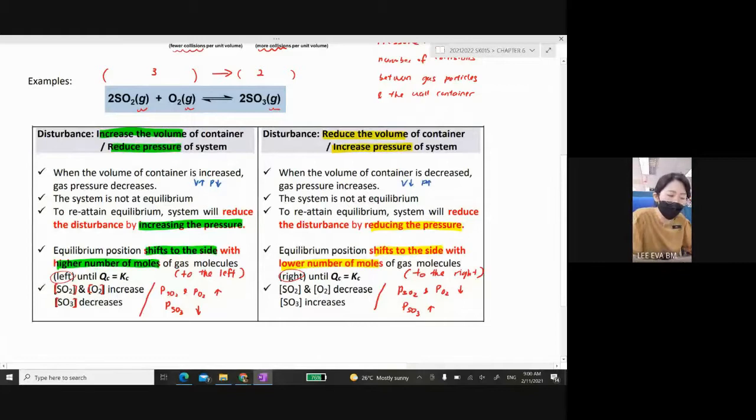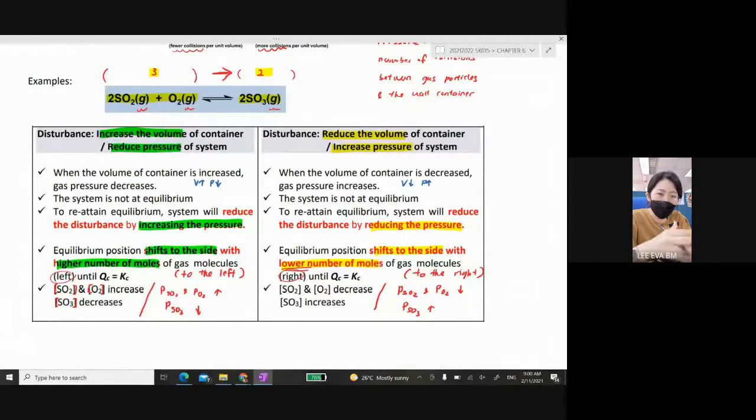Macam mana nak tengok lower number of mole? You come back to our equation over here. On the left, sebelah reactant side, you have 3 mole in total. And then on the product side, we have only 2 mole in total. So carilah mana satu side yang lagi rendah dia punya number of mole. Okay, so in this case, we want to shift to the lower number of mole. Therefore, you need to shift the equilibrium towards the right hand side. Sebab 2 lagi rendah kan value dia.